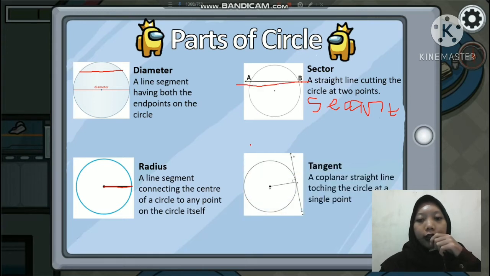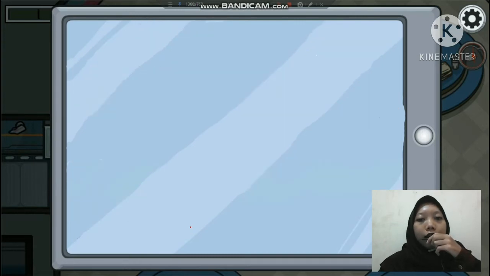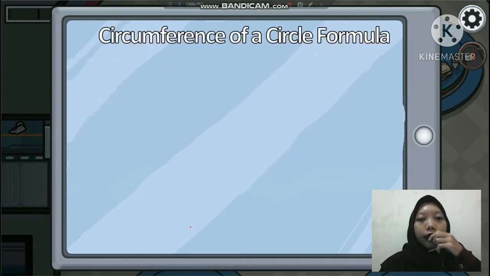Okay, the next is tangent. A tangent is a coplanar straight line touching the circle at a single point. Here, it's totally different. And the next is the circumference of a circle formula.